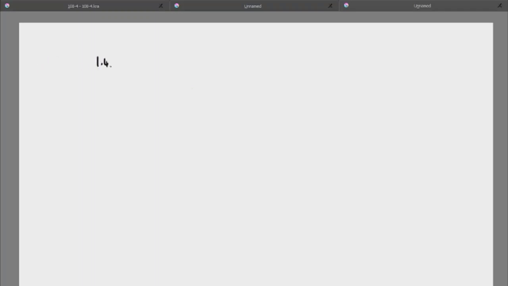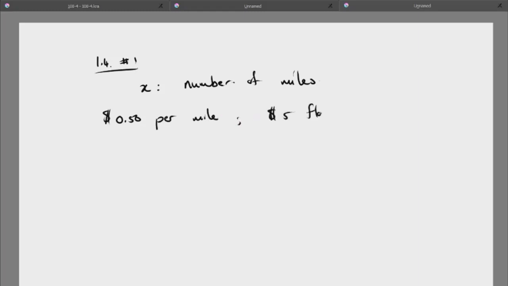So we're doing 1.4, number 1. They've defined the variable for me. I can remind myself that x is the number of miles. I realize I need to switch the screen, so I'll switch back and forth as we need. You should have the problem book in front of you anyway. And I can remind myself I have 50 cents per mile and a $5 flat fee.